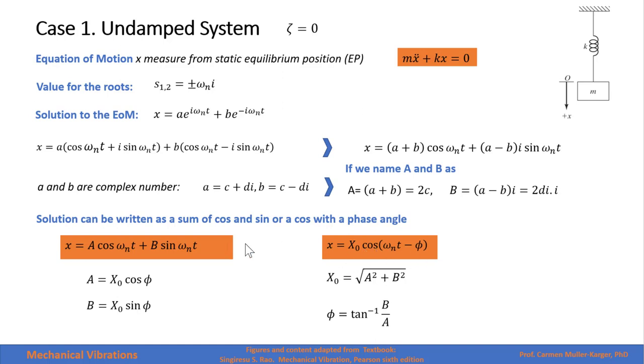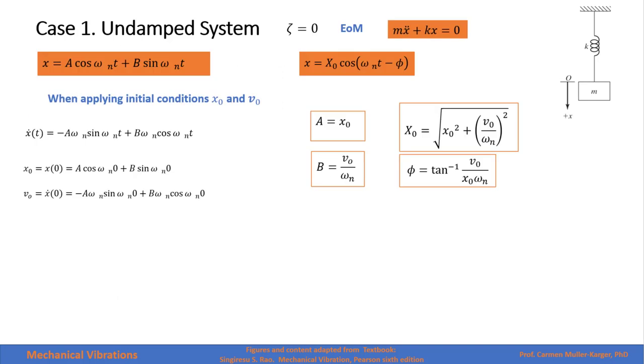Those two can be related because the magnitude of this expression is the square root of these two constants, and the value of the phase angle is the inverse tangent of b over a. Then, if we apply initial conditions x0 and v0, we get these expressions for a, b, or for the magnitude x0 and the phase angle.